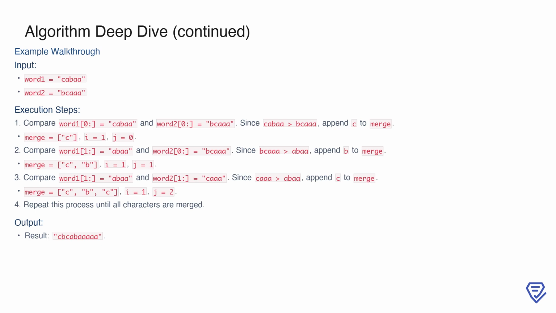This time, ka is larger, so we append k to merge, making merge equals k, k, and increment j to 1. We continue this process, comparing substrings, appending the larger character, and advancing the respective pointer. At the end, when one string is exhausted, we append the remaining characters of the other string. The final result is the largest merge of the two input strings.